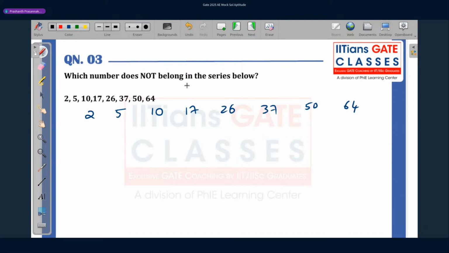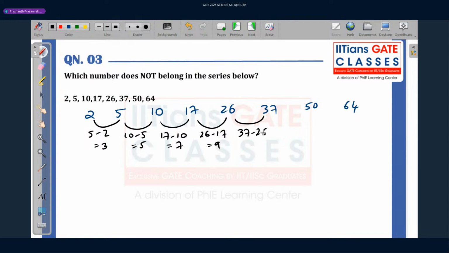So usually when given such a question, the first thing to do is check the difference. So 5 minus 2, it's 3. 10 minus 5 is 5. 17 minus 10 is 7. 26 minus 17 is 9. 37 minus 26 is 11. 50 minus 37 is 13. And 64 minus 50, this is 14.